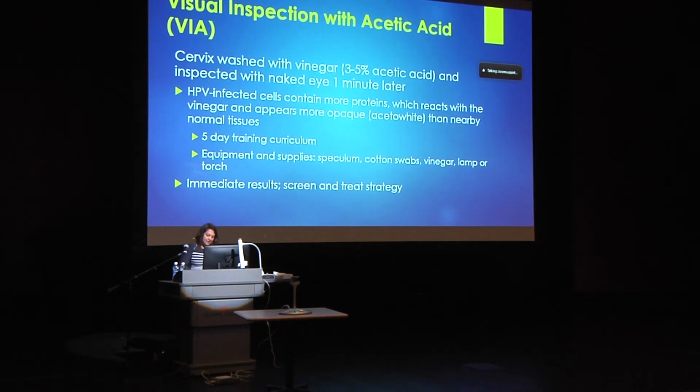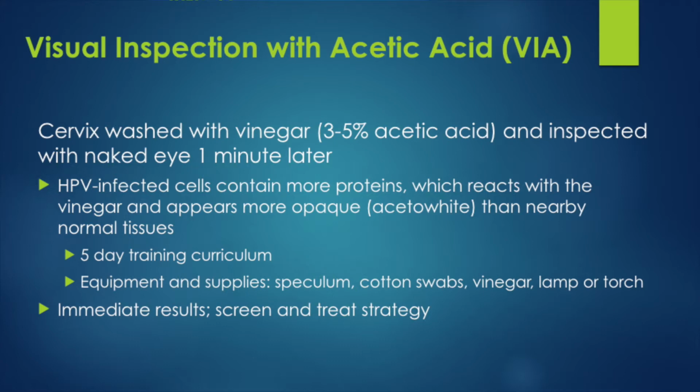In the 1990s, visual inspection with acetic acid, also called VIA, was introduced as an alternative to Pap. This is a simple procedure where a 3 to 5% solution of acetic acid is applied to the cervix and inspected a minute later for aceto-white appearance. VIA is just as good as a Pap in detecting cervical cancer, and it is recommended by the WHO, especially in areas with limited resources.